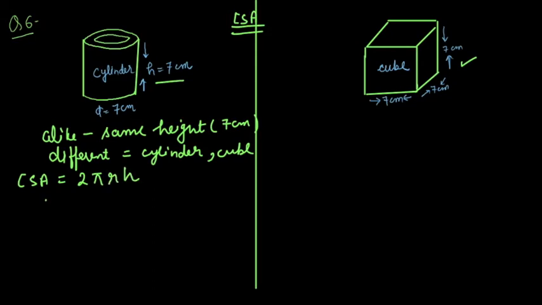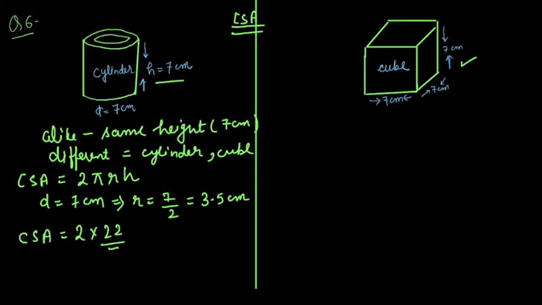Now the diameter is given, how much? 7 centimeter, which implies radius will be half of it, means 3.5 centimeter. H is already given, right? So if I place the values, CSA will be 2 into 22 by 7 into 3.5, and H is how much? 7. Let's remove this decimal and I get a 10 in the denominator.